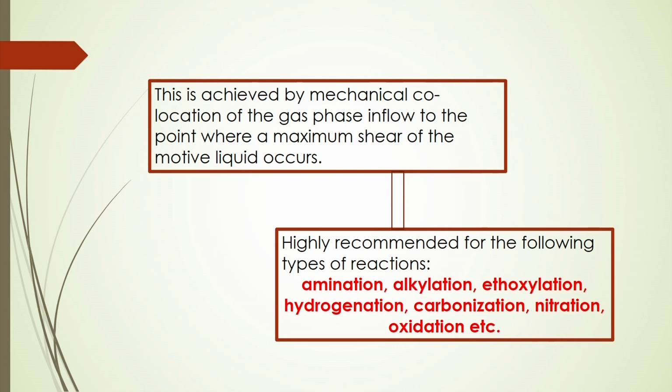This is achieved by the mechanical co-location of the gas phase inflow at the point where maximum shear of the motive fluid occurs. It is highly recommended for the following types of reactors, as shown in the slides: amination, alkylation, even ethoxylation and hydrogenation, even carbonization, nitration, oxidation, etc. Several chemical processes are being carried out in this ejector loop reactor system.